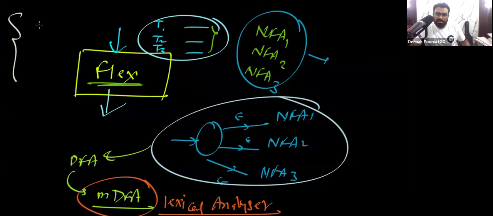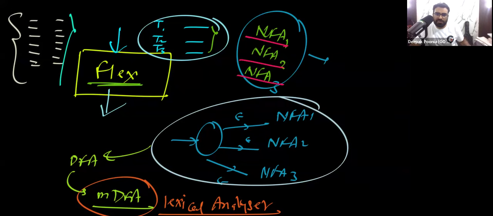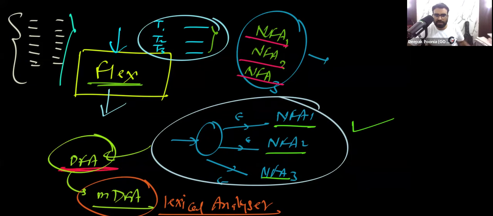You have a specification: these are the tokens and these are the corresponding regular expressions. This flex software will convert all the regular expressions to corresponding NFAs. Then a combined NFA will be generated like this using the null moves. You can see NFA1, NFA2, and this is the start state, and these are the null moves. This combined NFA will be converted to a DFA, and this DFA will be minimized. Finally, this DFA is basically your lexical analyzer.